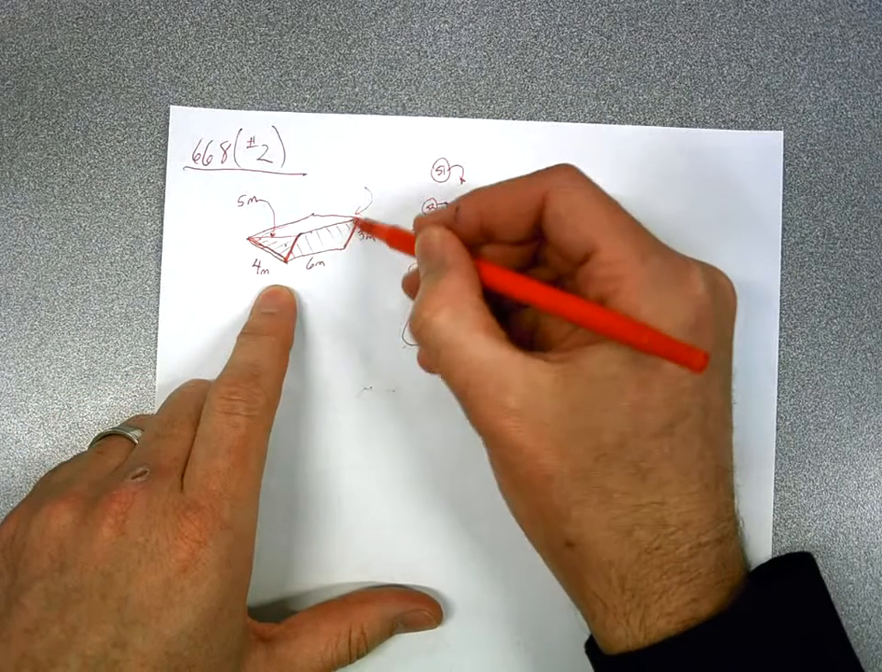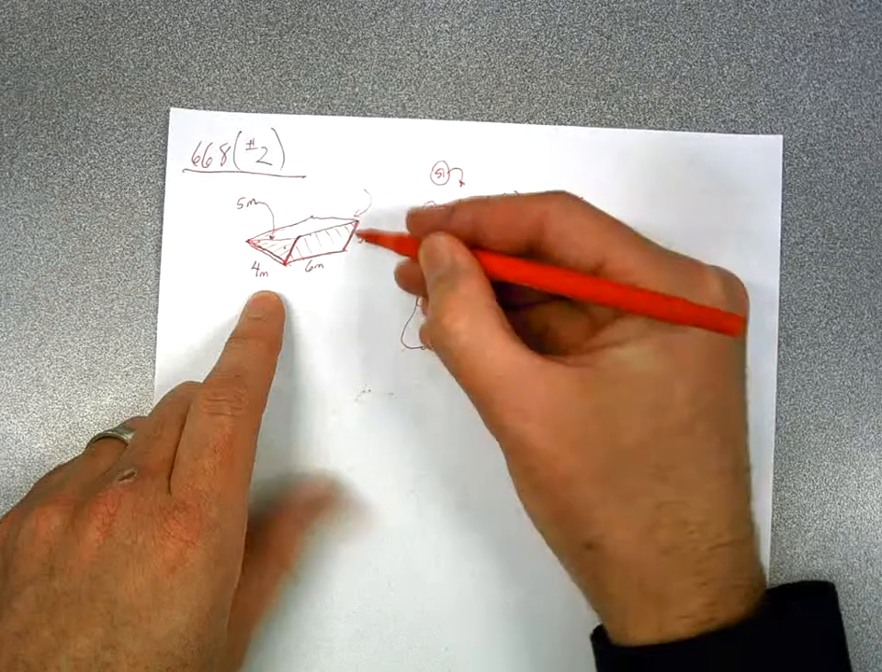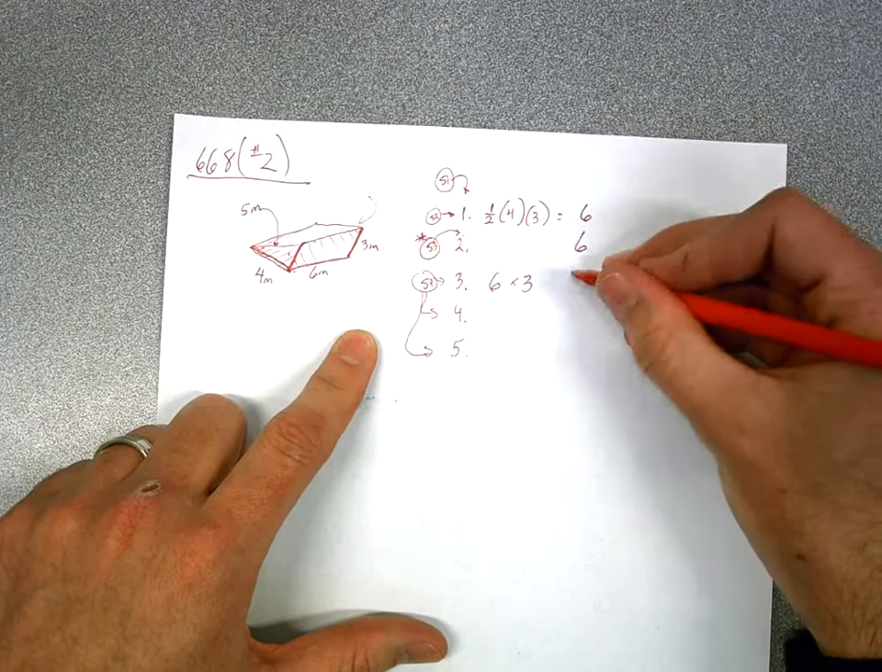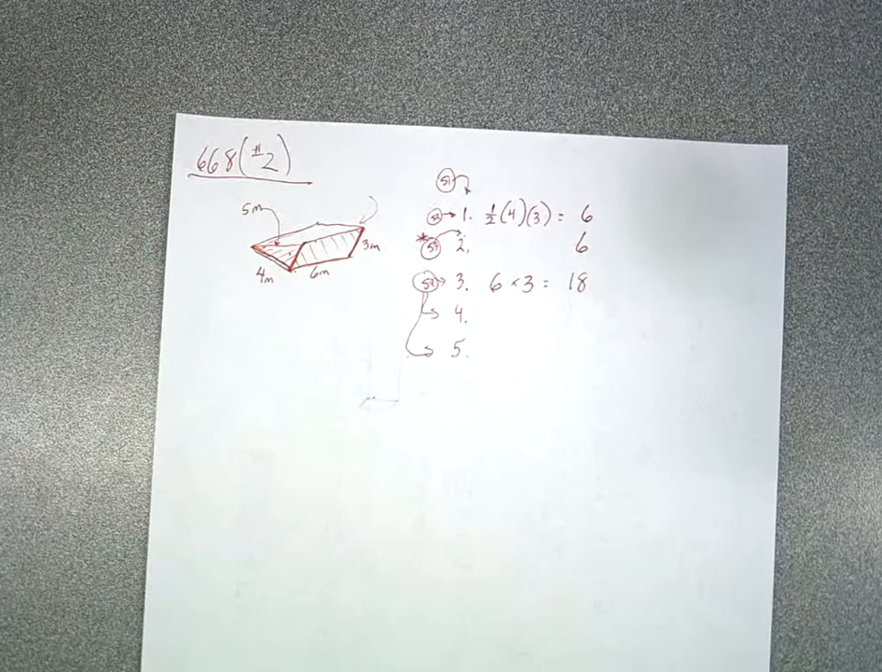This is a 6 by 3 rectangle. So a 6 by 3 gives us an area of 18. It's only a rectangle, so I don't have to split it in half. It's not a triangle.